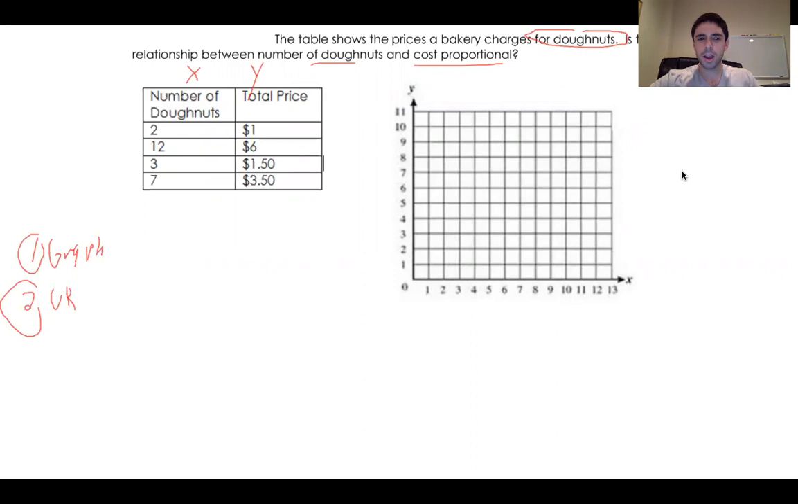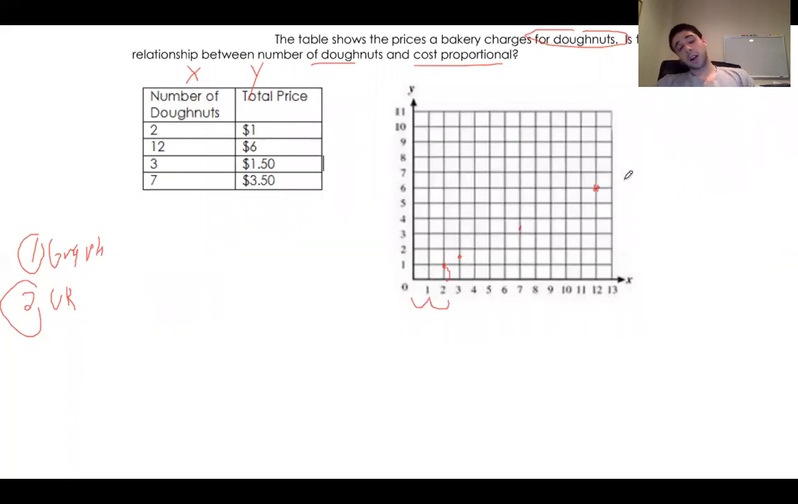Let's start by graphing it. So our x coordinate is 2, our y coordinate is 1. That means we're going to go over 2 on the x-axis and up 1. That's going to put us right here. Our next point is, oh, it's out of order, 12, 6. We go over 12 and up 6. The point is 3, 1.5. So that's going to put us over here. And 7, 3.5.